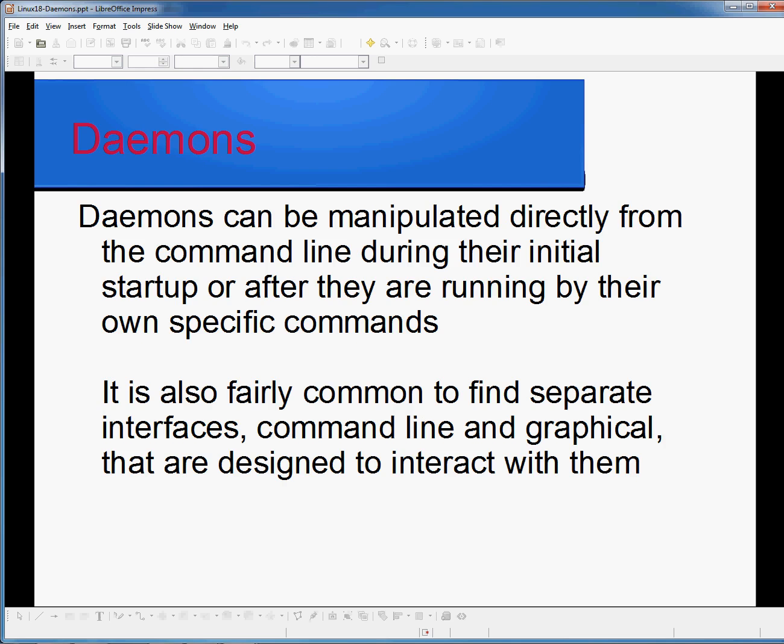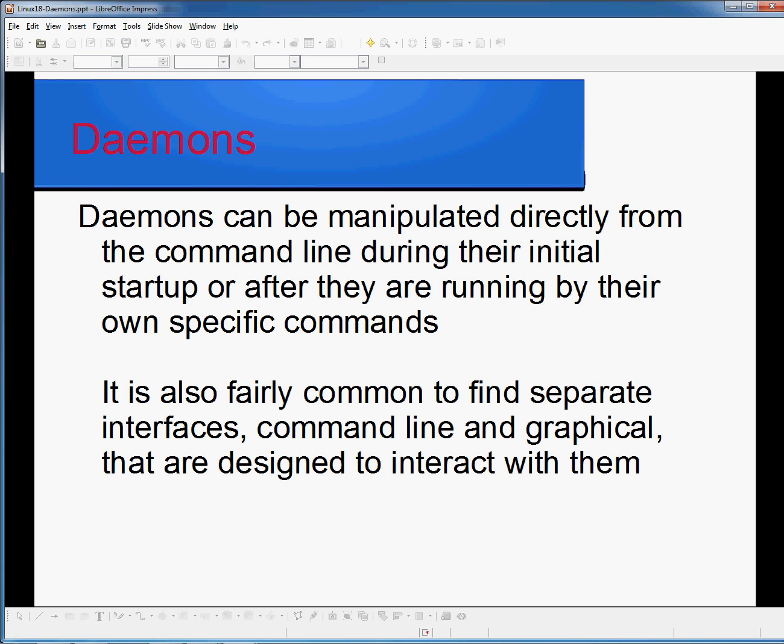Now this can be done when you first run them. Almost all daemons are actually run during the system startup. However, those that aren't can be manipulated via command line parameters, or while they're running by specific commands for each daemon. Not all commands will work for all daemons. There are some general universal ones, but for the most part they'll be different for each one.